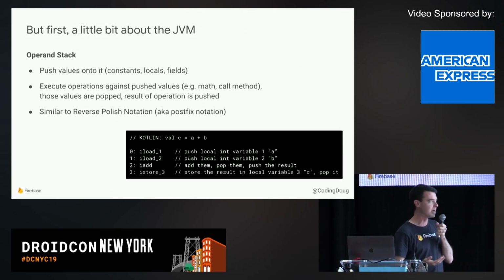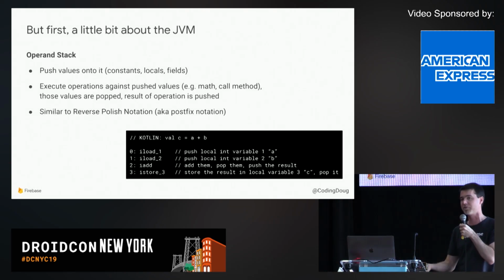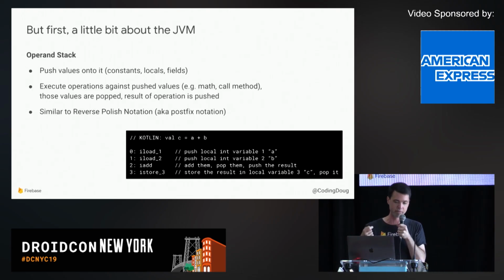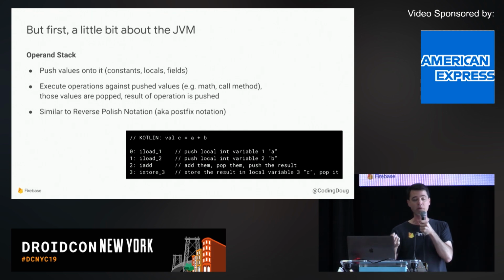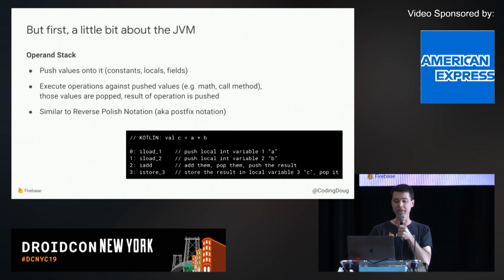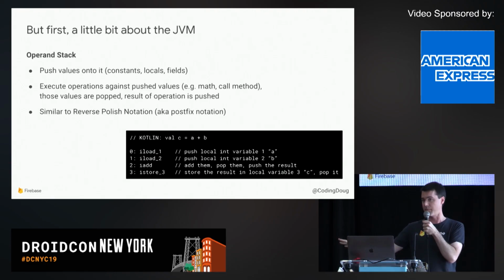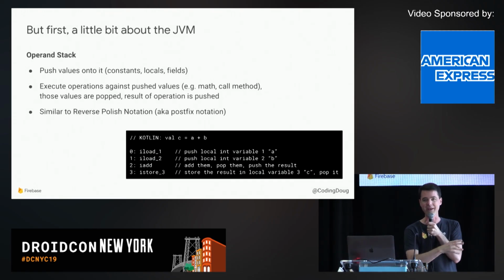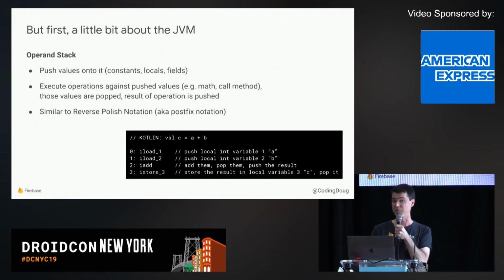So if you were to do some addition in Kotlin, say you have 2 local variables, add them together, put them in another local, you would load one integer from local variable 1. You would load another integer from local variable 2. You would add them both. So that will pop the 2 values off, push the result back on, then you can store that in some other local variable and then pop that off the stack. So after all this is done, the stack will be empty and it'll be waiting for new instructions. Now, understanding how this operand stack works is actually key to how the Firebase Performance Monitoring plugin does its work.